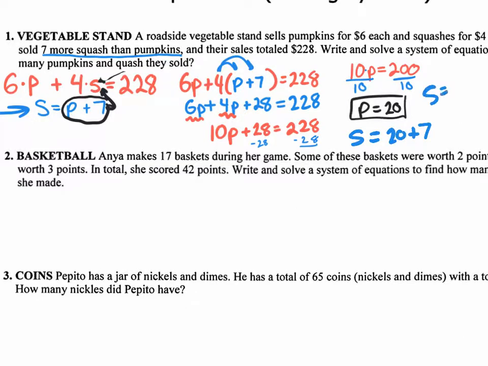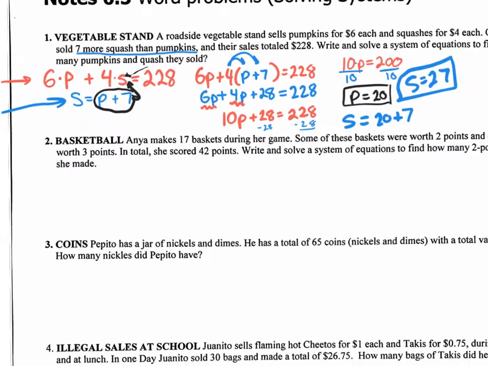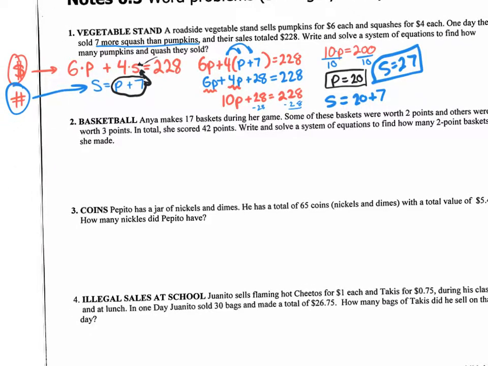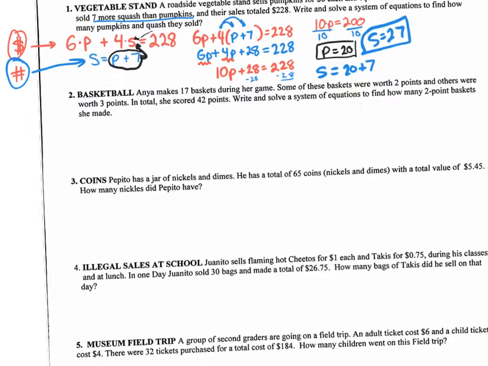So yes, the squash is 27. And those are your two answers. And of course, on these word problems, you should write out your answer in words. You should say 27 squash were sold and 20 pumpkins were sold, right? But for the sake of making this video shorter, I'm just going to leave it like that. But please write it out in a sentence.